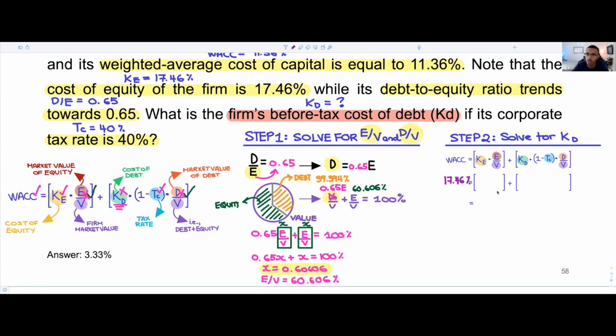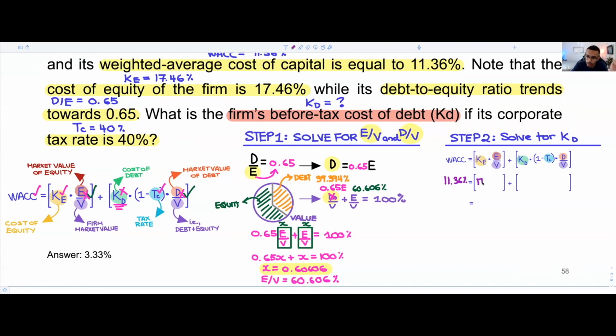So 17.46%. I'm so sorry, I'm really bugging. It's 11.36, my bad. So 11.36% is your WACC. That's your cost of capital.